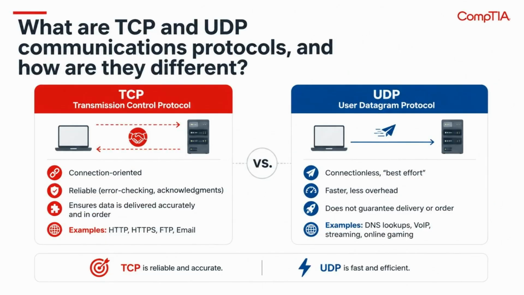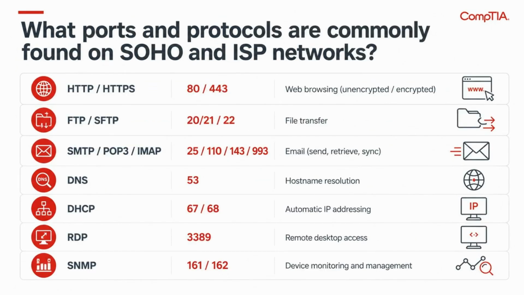TCP, or Transmission Control Protocol, is connection-oriented and reliable, using error checking and acknowledgements. You'll see it behind HTTP, HTTPS, FTP, and email. UDP, or User Datagram Protocol, is connectionless and best effort, faster with less overhead, used for DNS lookups, VoIP, streaming, and online gaming.